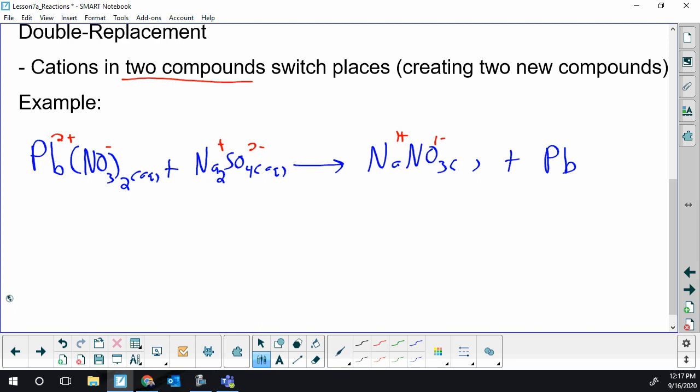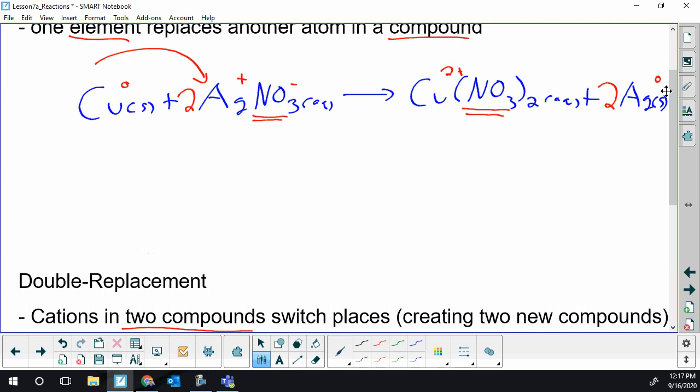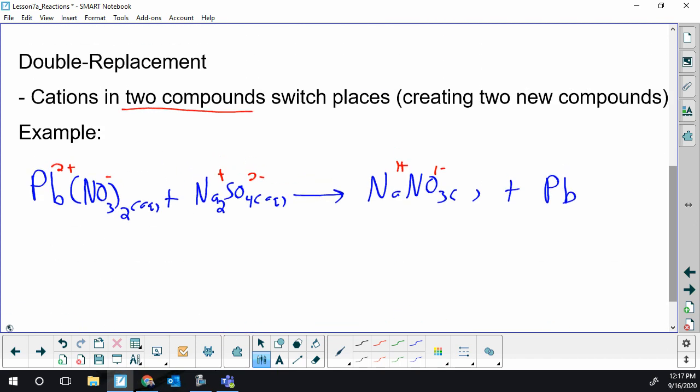Okay. There's no changes in charge here. Everything stays the same. Okay. So in the single replacement, you've got something by itself switching its charge. You don't here. So that was lead 2 plus. We still have lead 2 plus, and now that's going to pair up with sulfate, SO4. It's 2 minus there. It's 2 minus here.